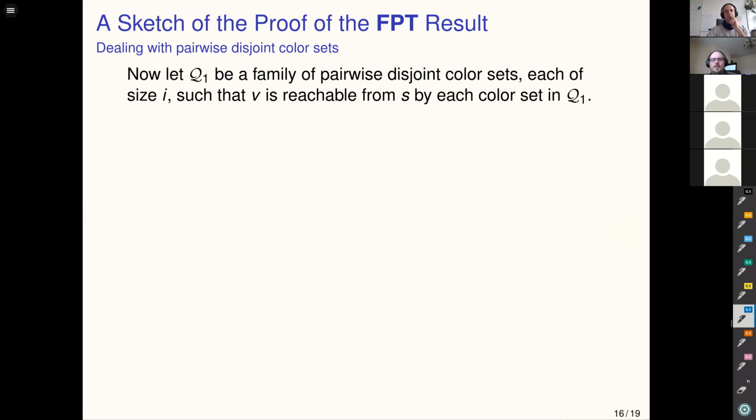So from now on, we will assume that our family of color sets contains only pairwise disjoint color sets, and that in our graph there is no pair of vertices such that they are adjacent and they have exactly the same color set. And this is, for us, mainly important for saying that if we have an empty vertex, then all the neighbors of this empty vertex are colored, so have at least one color.